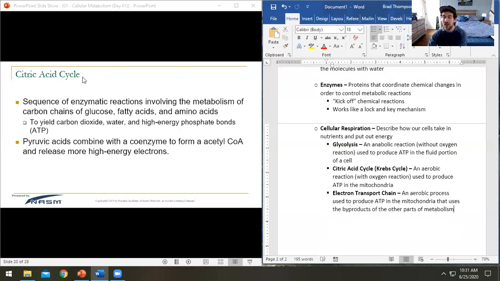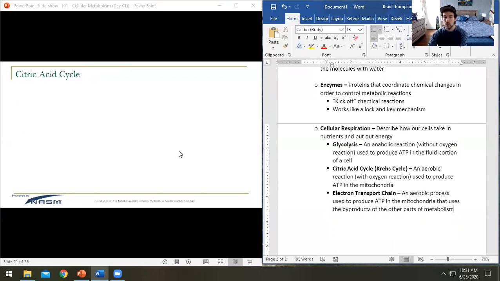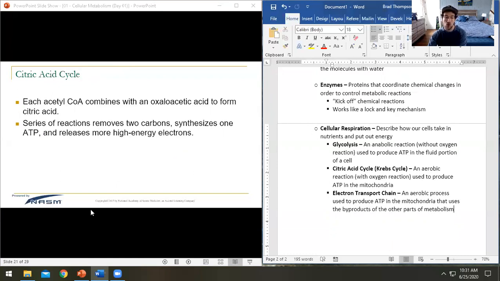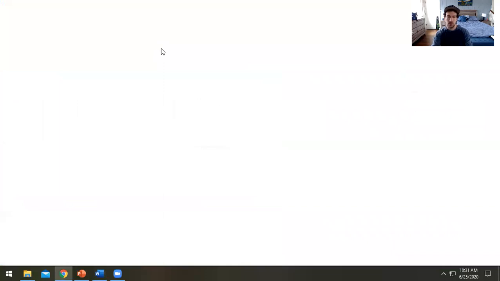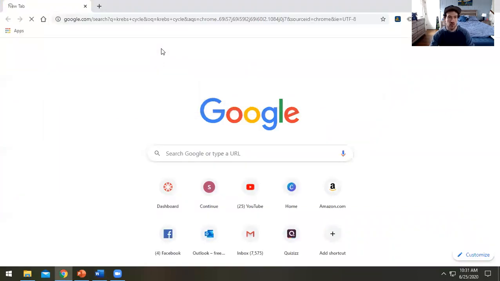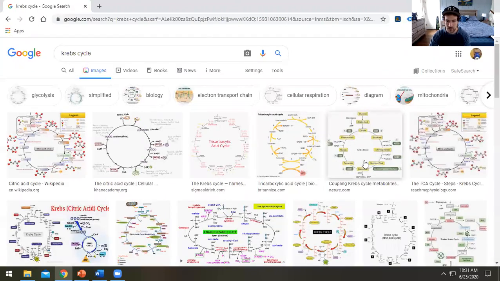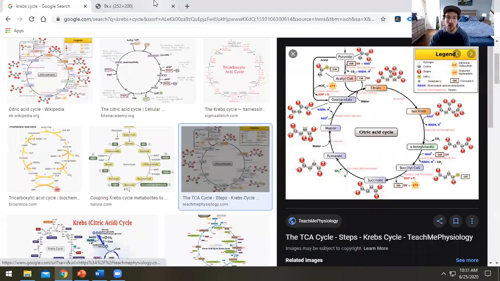The Krebs cycle is a series of big enzyme reactions that result in a whole bunch of acetyl-CoA, which results in a little bit of ATP and a whole bunch of NADH and FADH. So I'm going to pull up a Krebs cycle picture here. It is so very complicated. There we go, that's the big one. It's this big wheel, basically.